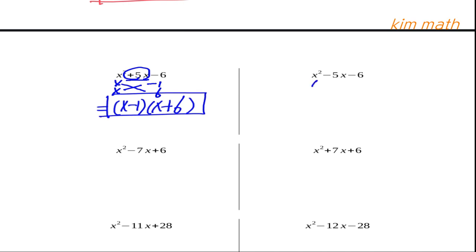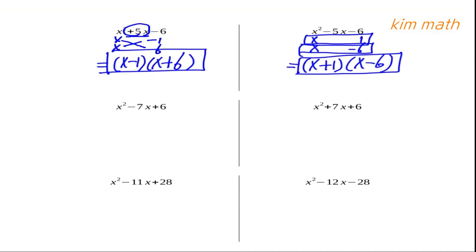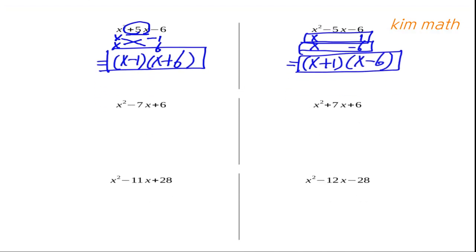Next one, x and x, 1 and 6. To make a negative 5x, I will choose this one as a negative 6. It works. So this is the first factor, x plus 1, and this is the second factor, x minus 6. Good. Okay, next one, x and x.